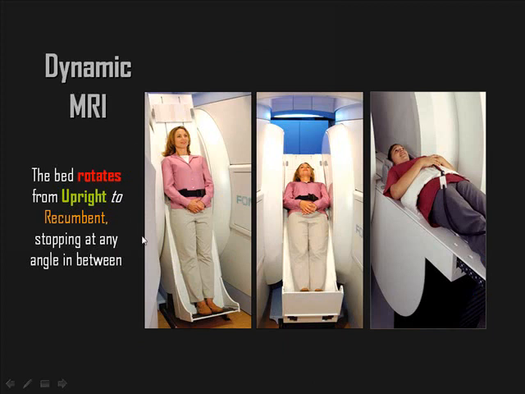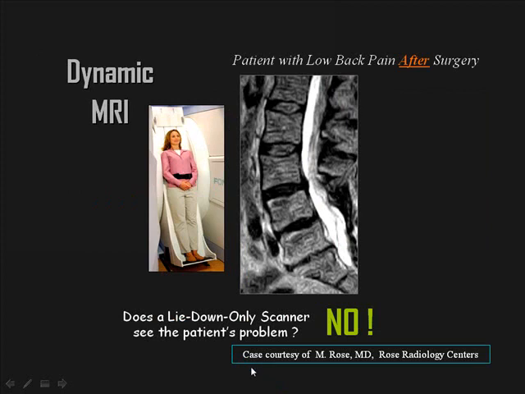And you may know a very recent machine introduced in the clinical practice, which is known as the dynamic MRI. What do we mean by dynamic MRI? That this machine facilitates examination of the patient in the erect position. And you see here the patient is erect, and the magnet is on either side of the patient, and the semi-recumbent and the recumbent.